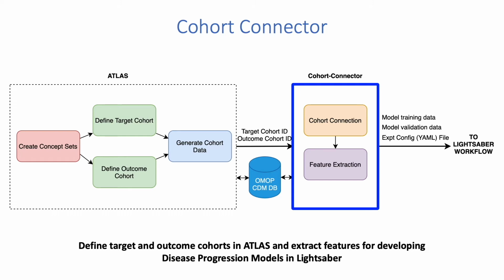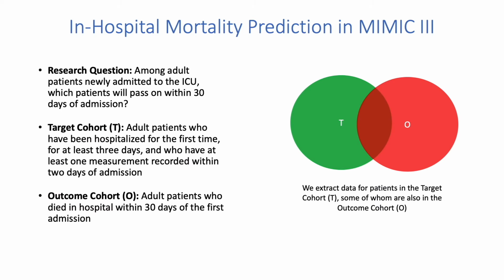For each extraction process, a YAML configuration file is automatically generated. This file specifies the outcomes, covariate types, and file locations of the extracted features. In this example, we'll demonstrate how to use Atlas and the cohort connector to extract features for predicting in-hospital mortality using the MIMIC3 data.